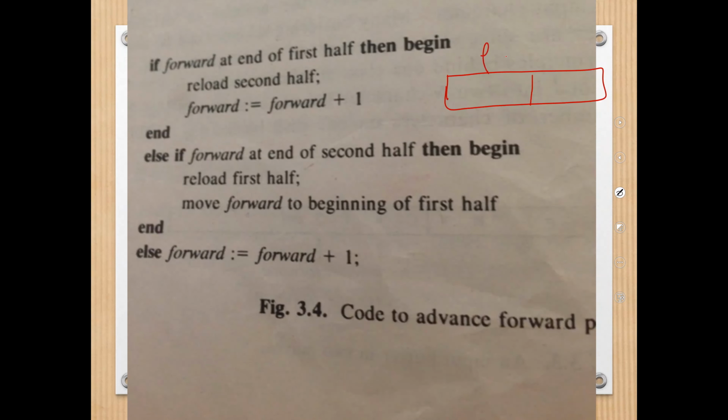I call this the first half. I call this the second half. If forward is at the end, forward is nothing but my forward pointer, or my look ahead pointer. Forward pointer, look ahead pointer, both are the same. If forward is at the end of the first half, my first half is over, very simple.